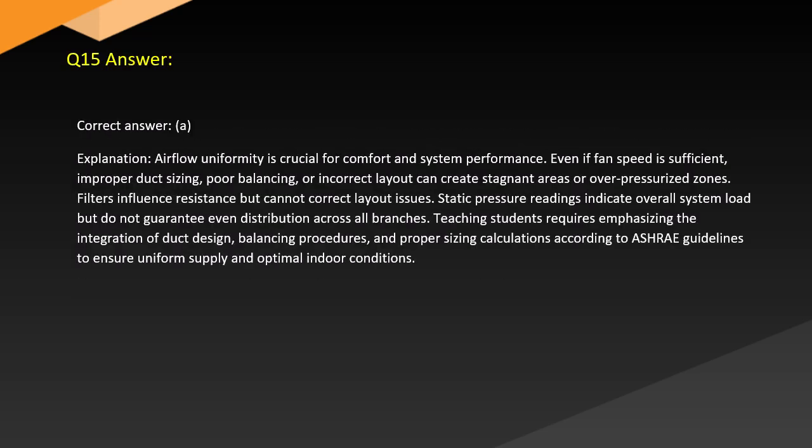Answer. Correct answer: A. Explanation. Airflow uniformity is crucial for comfort and system performance. Even if fan speed is sufficient, improper duct sizing, poor balancing, or incorrect layout can create stagnant areas or overpressurized zones. Filters influence resistance but cannot correct layout issues.